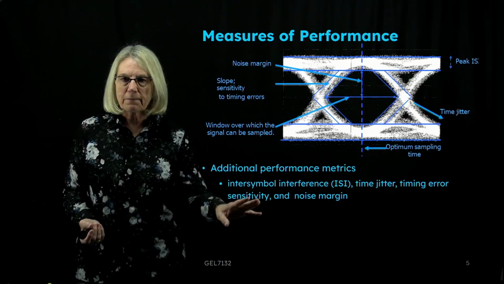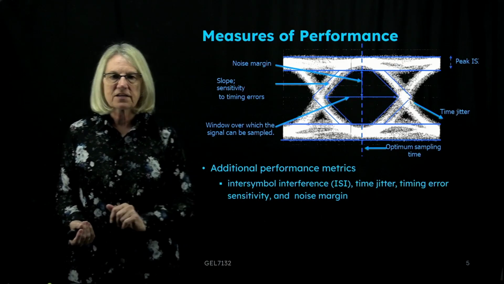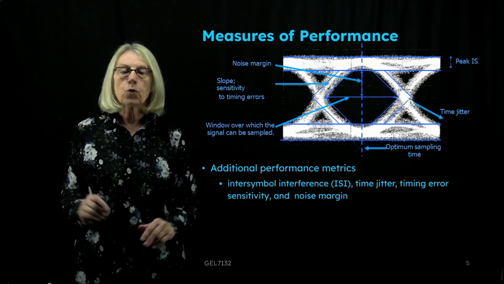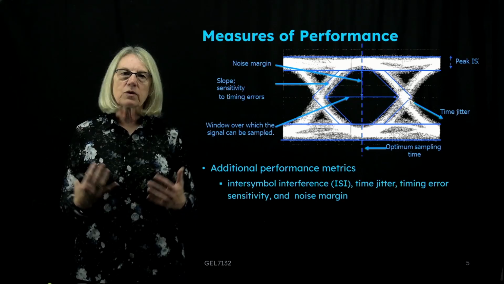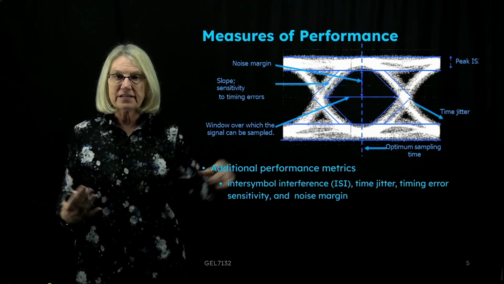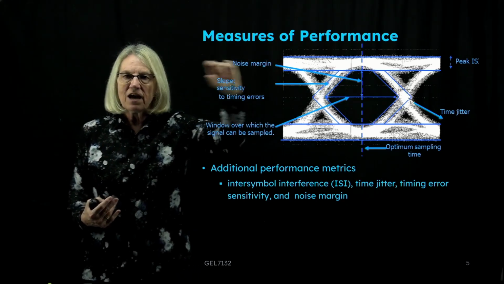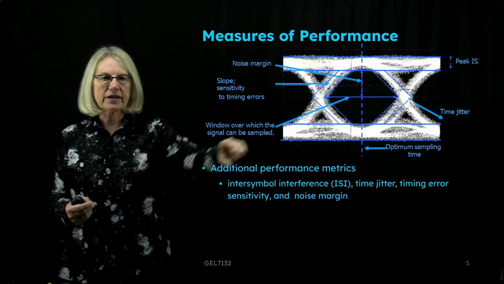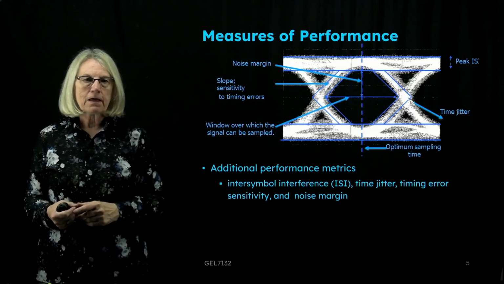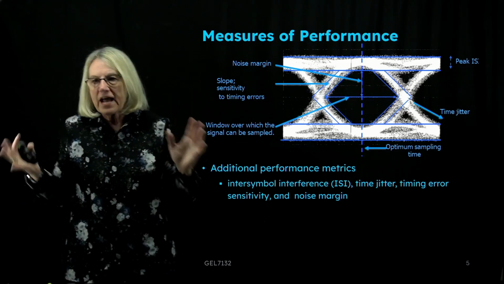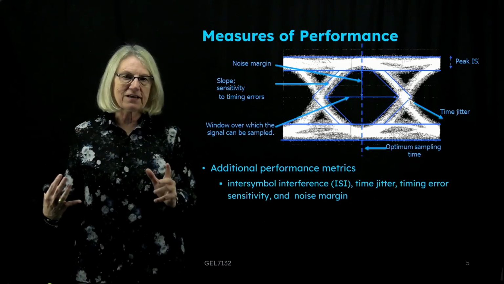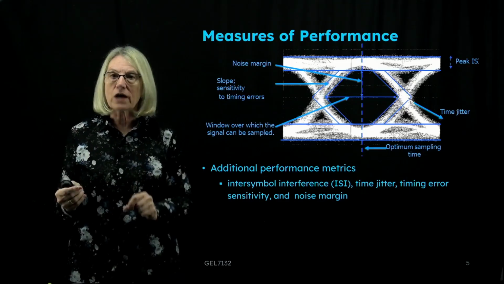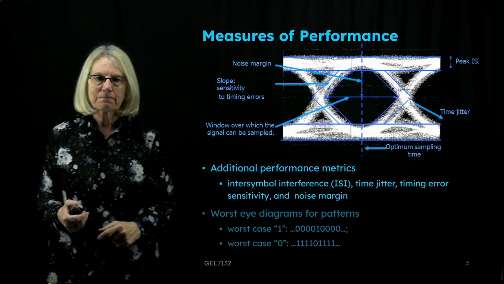I won't talk about them now, but there are things like intersymbol interference, timing jitter, timing error sensitivity, noise margin. All these things are related to the eye diagram. For instance, the thickness of the one can be related to how much noise we can tolerate, or the zero, something similar. So an eye diagram is interesting because it gives us a qualitative sense, is the eye open or closed, but it's also very quantitative. How open is the eye?